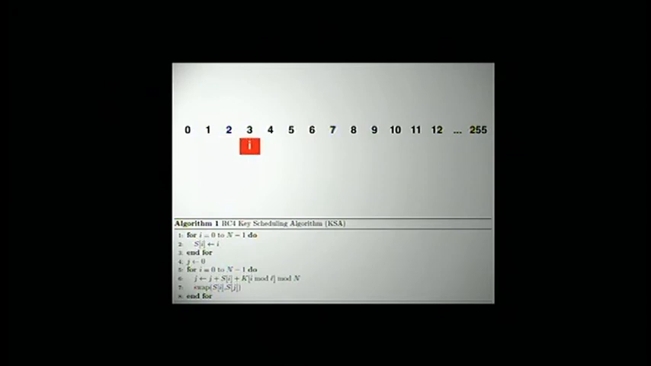I is always pointing a value on the right. So it means that this value will never be pointed again by I, because I is always moving like that. So that's a weakness, in fact. On the other side, J is quite random. Not totally random, because dependent on the key and some values, but let's say it's random.